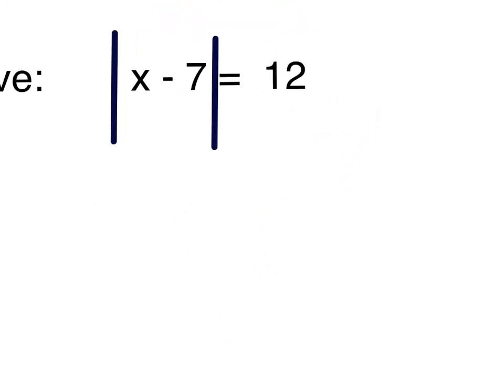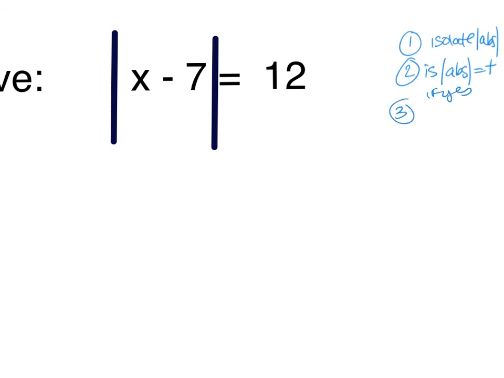Another absolute value. Step 1, isolate the absolute value. That one's already isolated. Step 2, is the absolute value part equal to a positive? Yes, it is. It's equal to positive 12. Therefore, if yes, go to step 3.